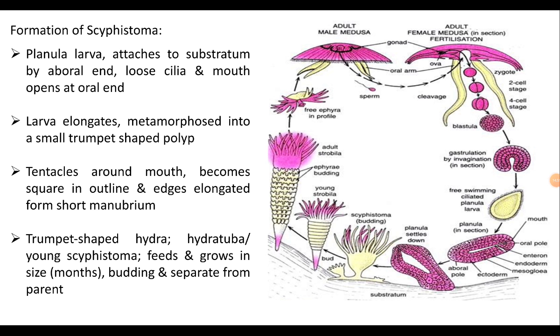Tentacles will be formed and the mouth becomes square in shape and its edges become elongated to form a short manubrium. The larva now looks like a trumpet-shaped polyp or the hydra and is called hydrotuba or young scyphistoma. The scyphistoma feeds and grows up to 12 millimeters in height and may survive in this stage for several months. Sometimes it multiplies by lateral budding. You can notice in the picture.